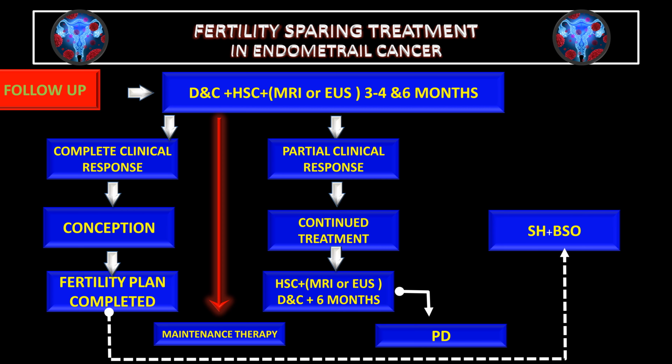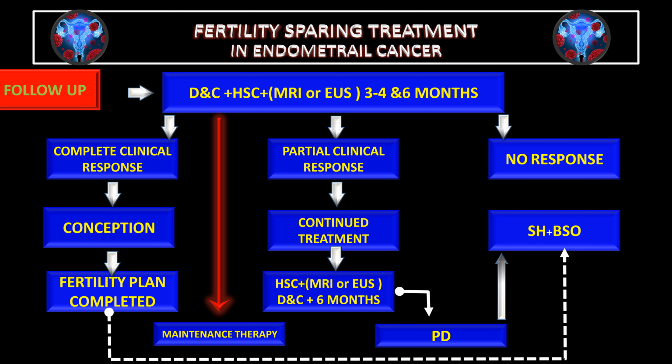If there is partial or persistent disease, we must go for surgical treatment, hysterectomy plus bilateral salpingo-oophorectomy. If the patient was given the treatment and after 3 to 4 months and after 6 months, D&C, hysteroscopy, and ultrasound confirmed no response, the management from the start is hysterectomy plus or minus bilateral salpingo-oophorectomy, and in this case, fertility-sparing treatment has failed. This plan of management must be clear to the patient and tailored by a highly specialist center. Surveillance must be done by a highly specialist center.